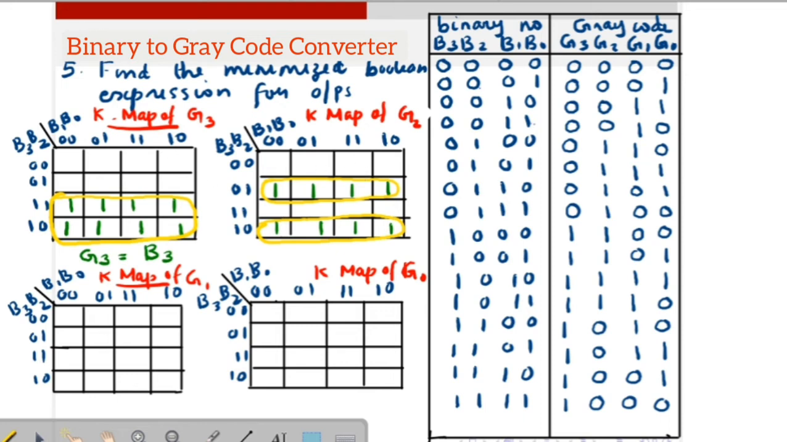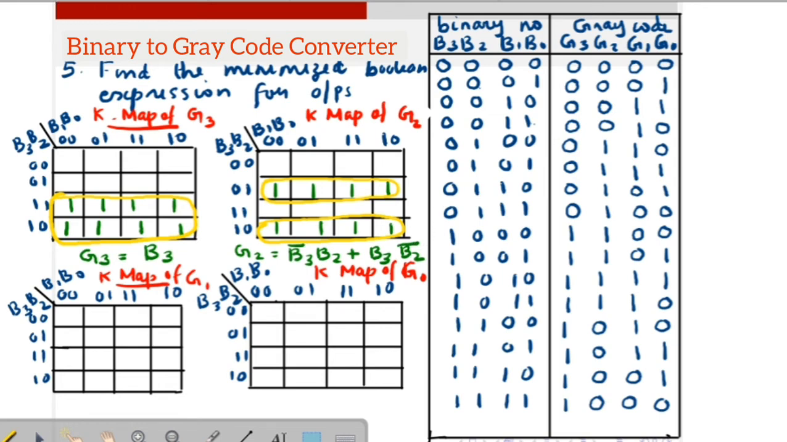Okay, so the expression is G2 is equal to, for this quad B1 B0 cancelled, here it is B3 bar B2 plus, for this quad B1 B0 cancelled, B3 B2 bar.